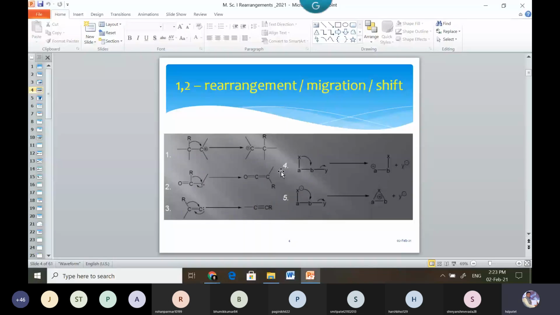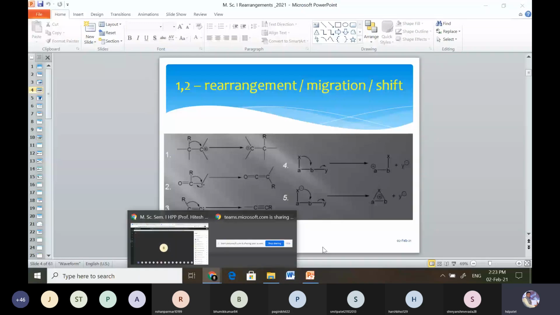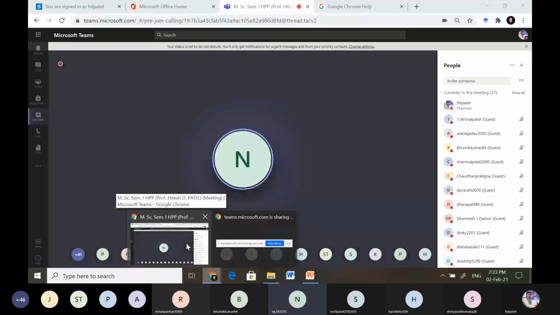Why? That's why... Yes, please. Why does the molecule remove with two electrons? That's why the B molecule becomes positively charged. At that time, okay, the X molecule is electron sufficient. That's why they migrate from A to B.